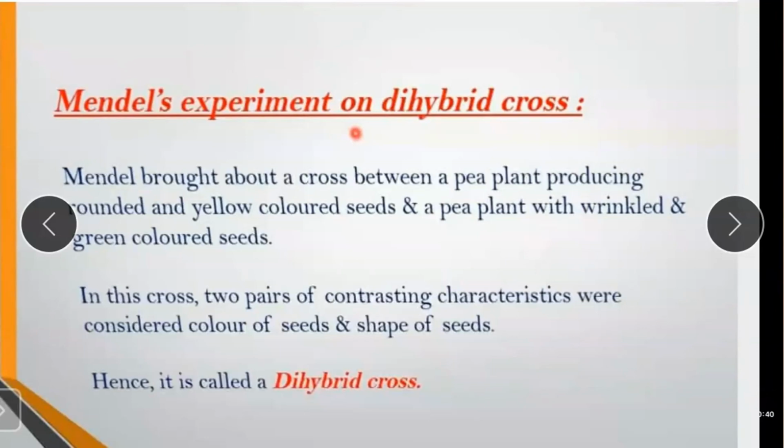So, a round and yellow seed bearing plant was crossed with a green and wrinkled seed bearing plant to have a dihybrid cross. So, round and yellow are the dominant characters, green and wrinkled are the recessive characters. Up till here you understood? Yeah. Now moving further.